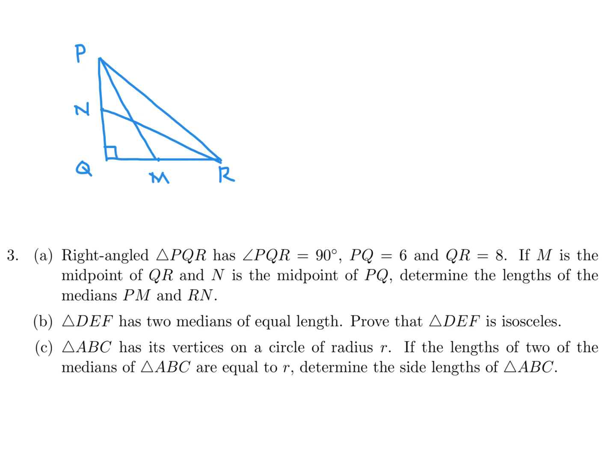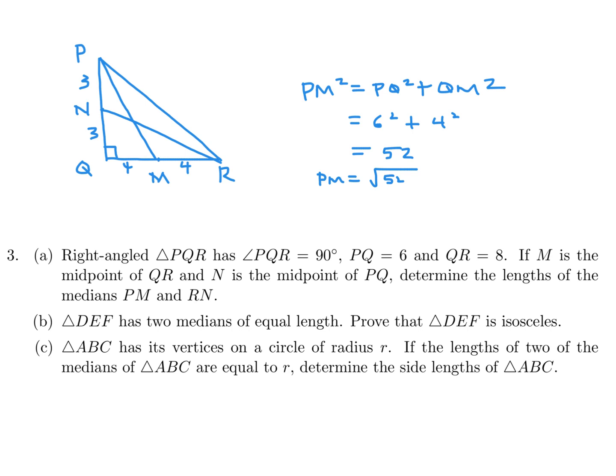So PQ is 6, right? So that means this guy is 3, and this is 3. And then QR is 8, so QM would be 4, and that would be 4 since N and M are the midpoints of those two. Okay, so what do they want us to do? The lengths of PM and RN. So PM squared would be PQ squared plus QM squared, right? Basic Pythagoras. So what's PQ? 6. So 6 squared plus 4 squared. So that's going to be 36 plus 16, so 52. So 52 is PM squared, so therefore PM is root 52.